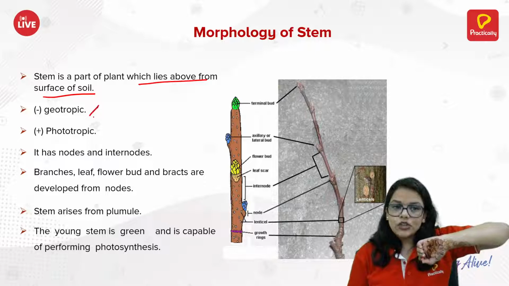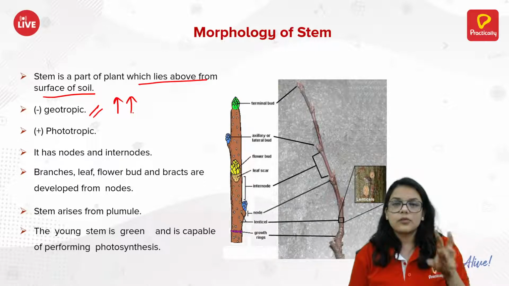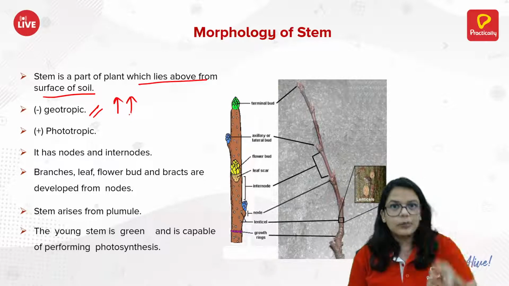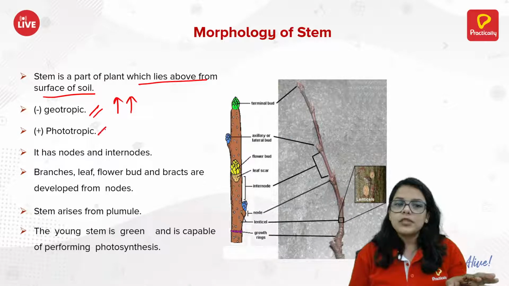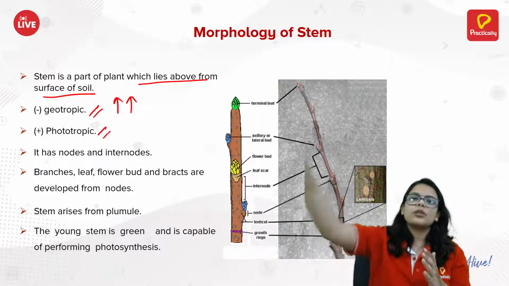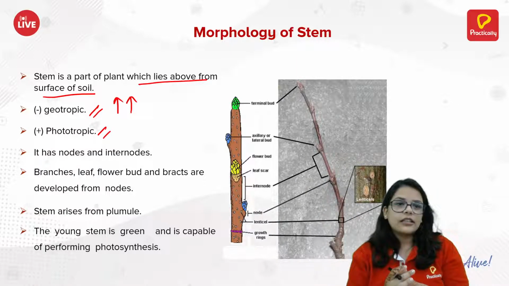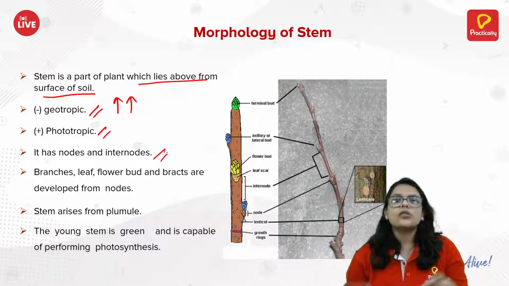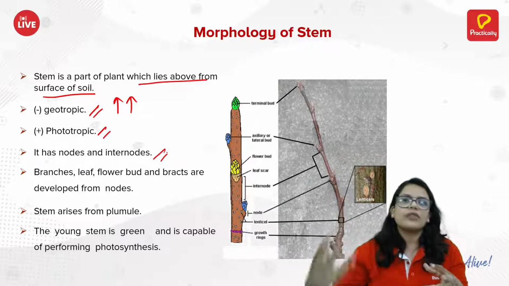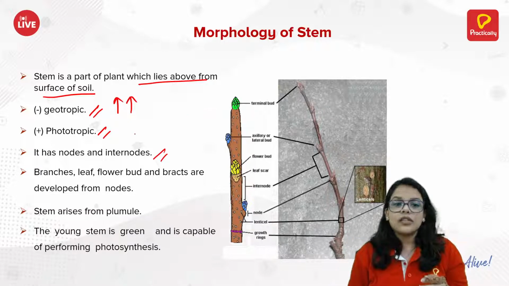And it is negatively geotropic, as it says, it is going up, not down. It is not working with the help of the force of gravity, so it is negatively geotropic. And it is positively phototropic because it is working towards the sun. It is going up, working towards the source of light. That is why it is positively phototropic. It has nodes and internodes. That is where the branches and everything come out. Branches, leaves, flowers, buds, bracts are developed from the nodes.